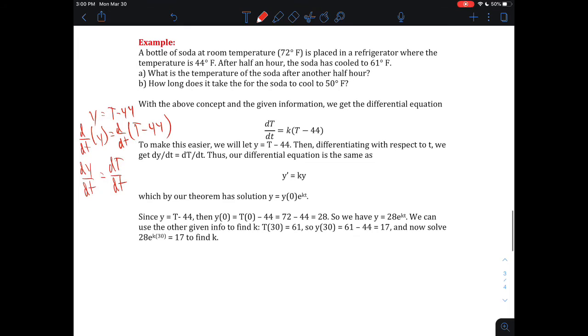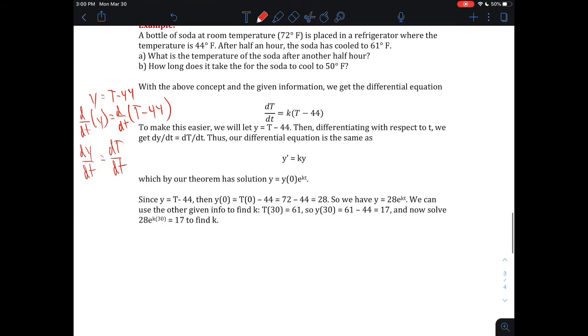So first of all, we'll find the initial y value. Since we said that y was equal to capital T minus 44, then the initial y value, y of 0, is just equal to the initial temperature minus 44, which means 72 degrees minus 44 degrees, which will give us 28 degrees. So that means that we have y equal to 28 e to the kt.